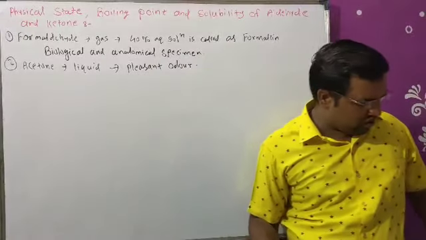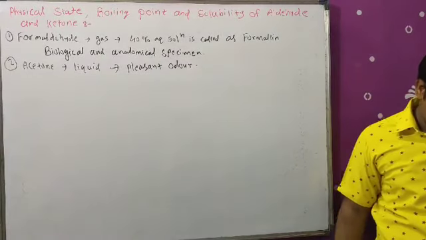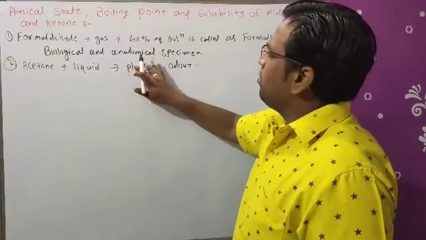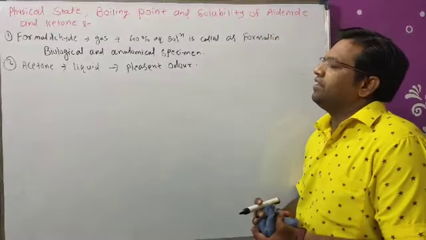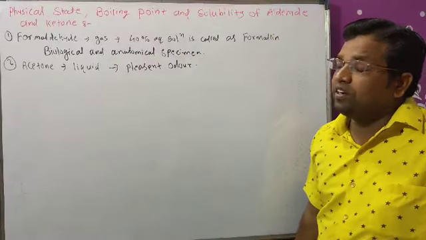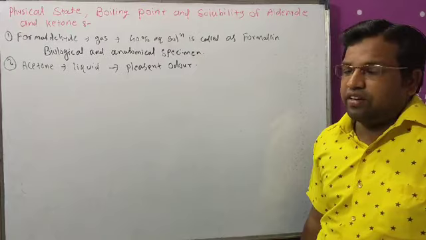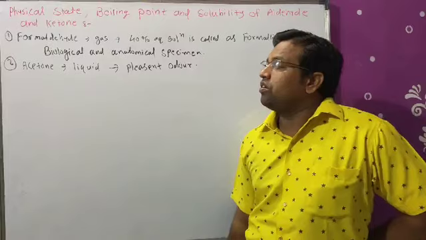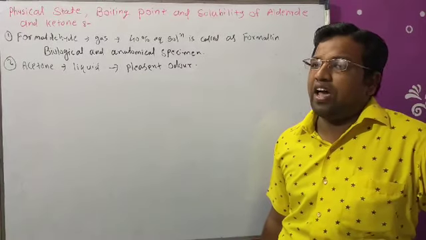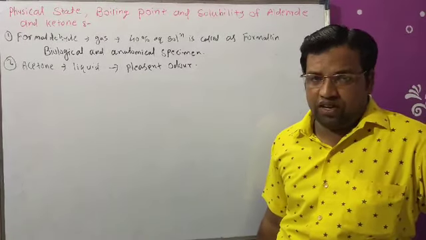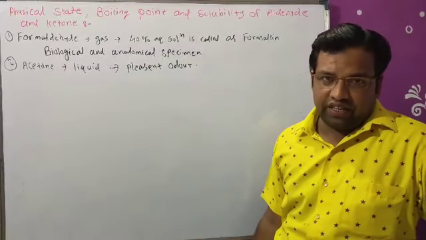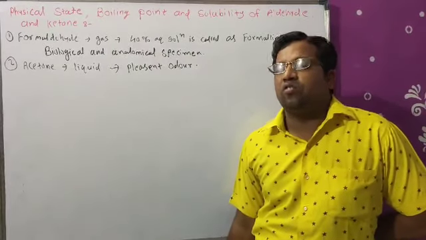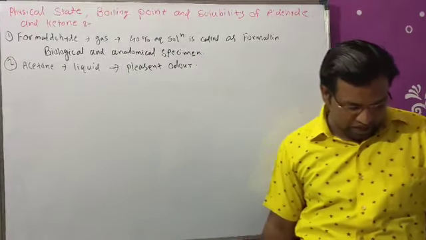Okay, so this is our next point, that is pleasant odor. Now our next point is acetone. Acetone is formed in a liquid state at room temperature, and it has a pleasant odor. But the higher ketones have a bland odor. The higher ketones, that is propanone, butanone, as the molecular weight increases, the odor changes, that is, it becomes a bland odor.